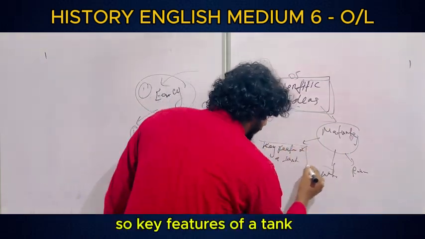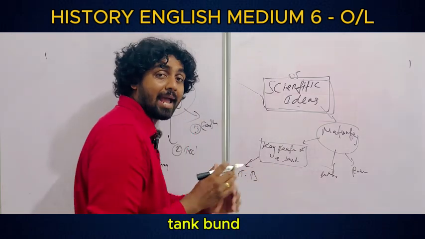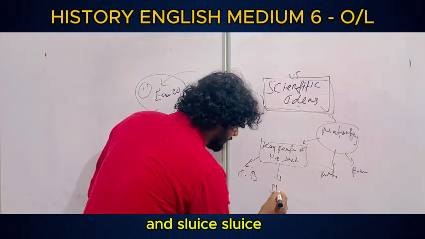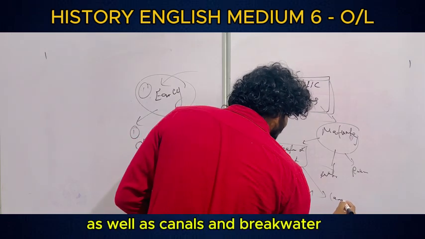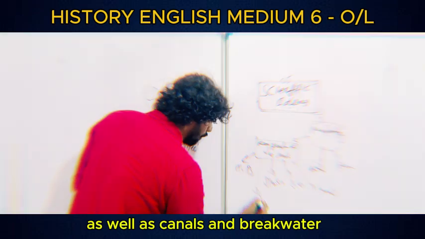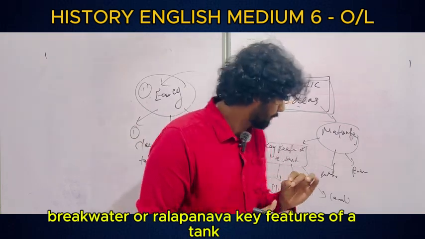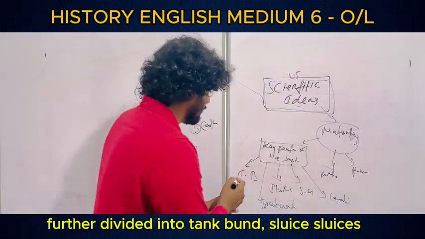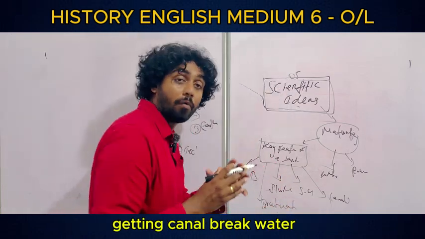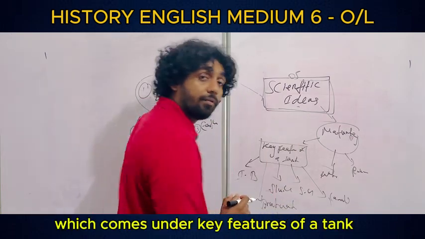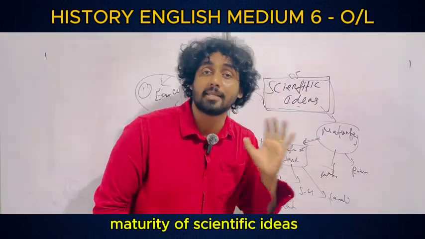The key features of a tank are further divided into the tank bund, sluice gate, canals, and breakwater, or alapanava. These come under the key features of a tank, under the maturity of scientific ideas.